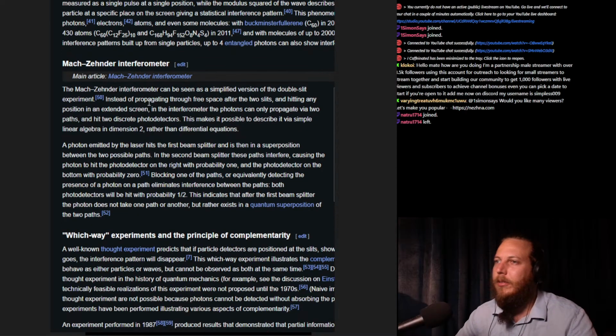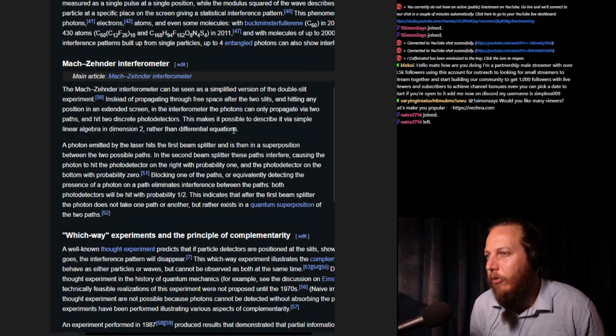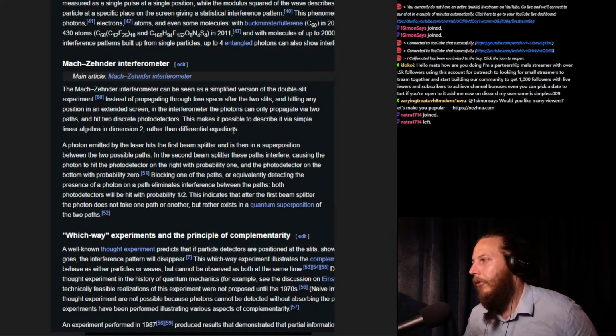The Mach-Zehnder interferometer, sorry, I'm learning here, can be seen as a simplified version of the double-slit experiment. Instead of propagating through free space after the two slits and hitting any position in an extended screen, the photons can only propagate in the interferometer via two paths and hit two discrete photodetectors. This makes it possible to describe it via simple linear algebra in dimension 2 rather than differential equations.